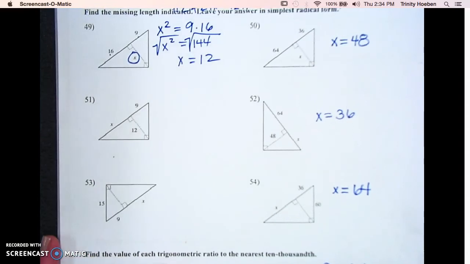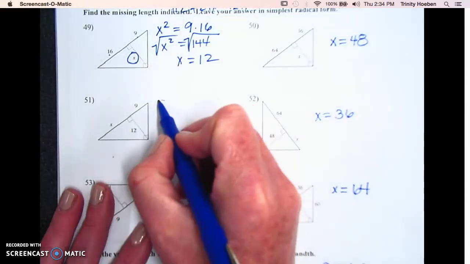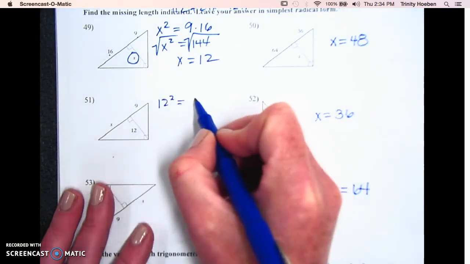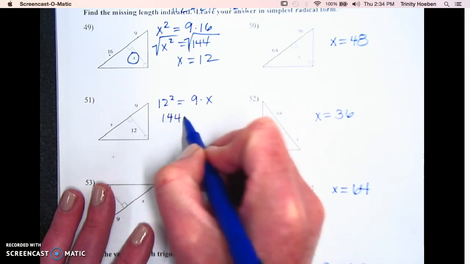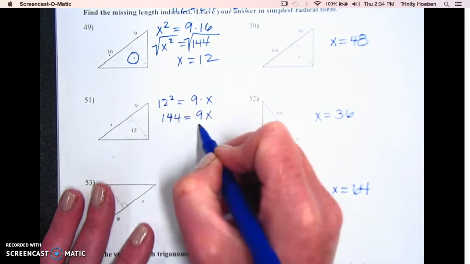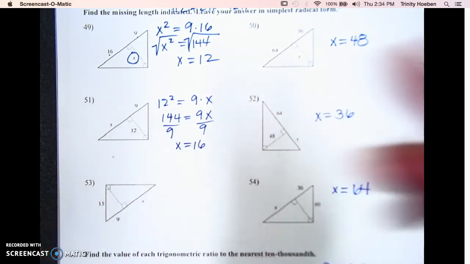51 is set up the same way. Your variable's just in a different spot. So this time we're going to square the 12 and set that equal to 9 times x. 12 squared is 144. Divide both sides by 9, so x is equal to 16.